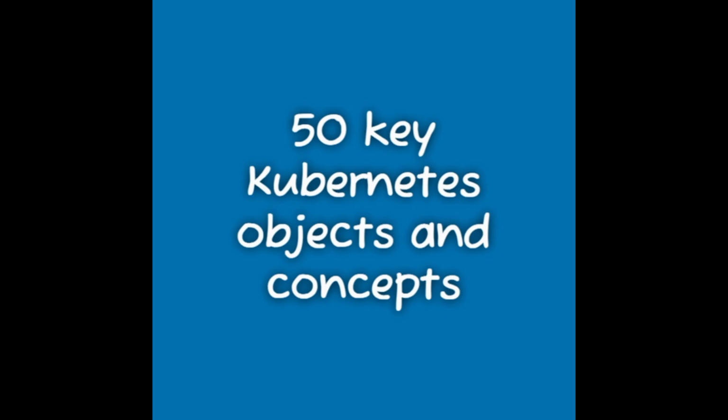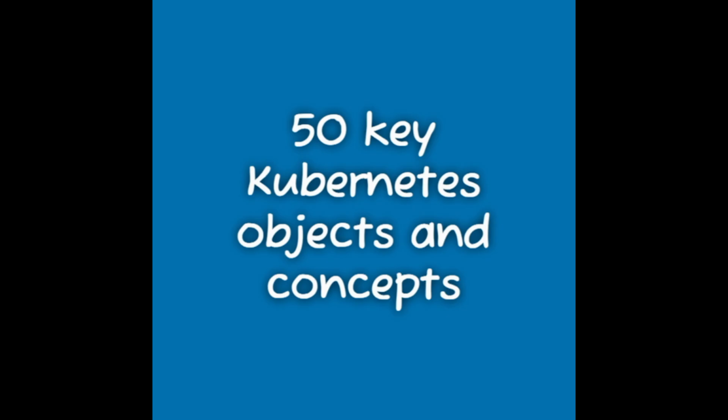Storage. Manages how data is stored and persists in Kubernetes. Persistent volume, PV, a storage unit in the cluster. Persistent volume claim, PVC, request for storage by a user. Storage class, defines types of storage and provisioners. Volume attachment, used by CSI drivers for attaching volumes to nodes.